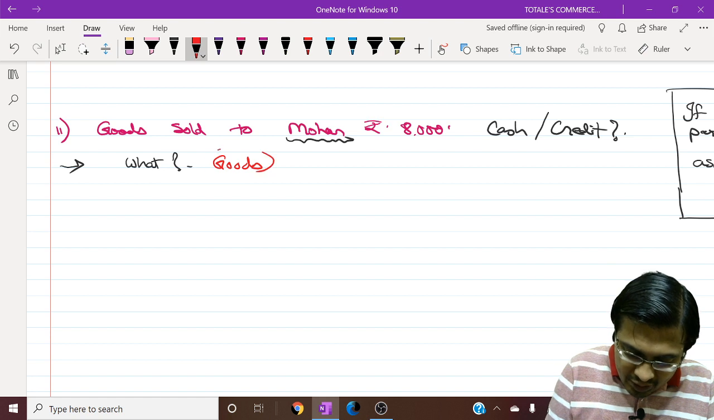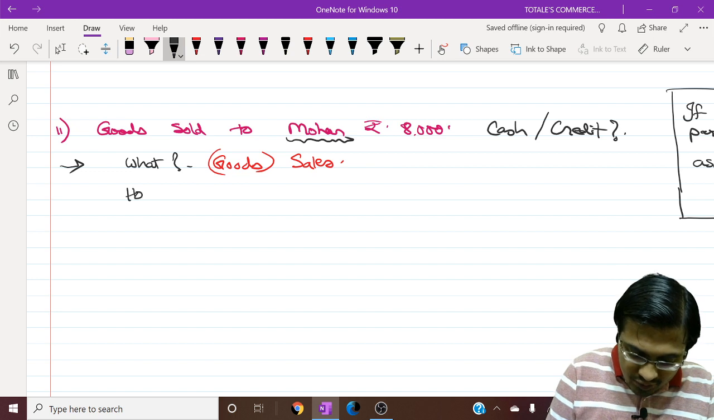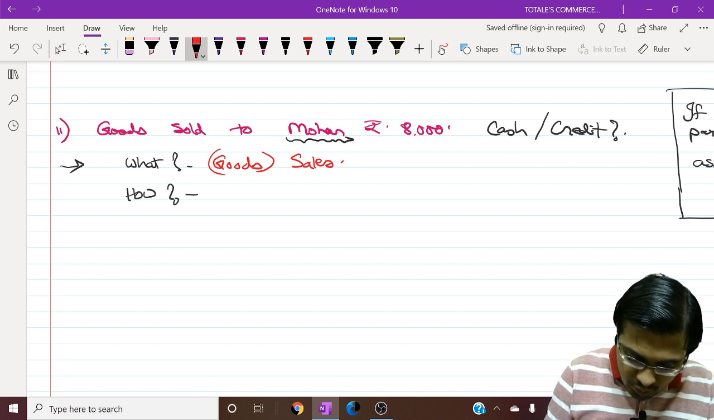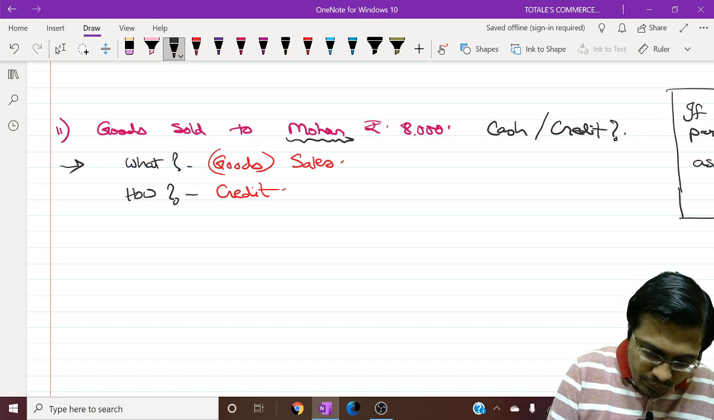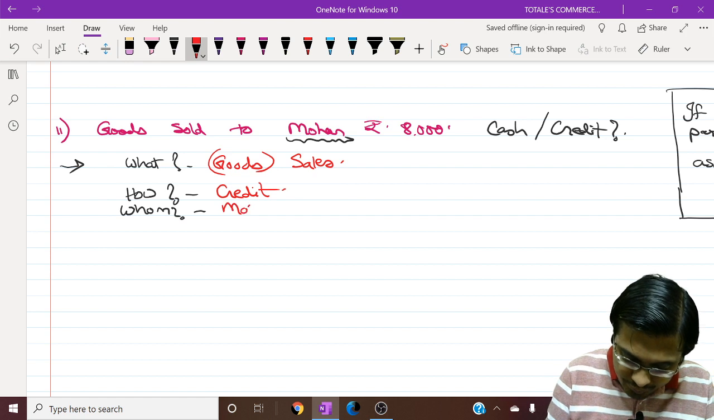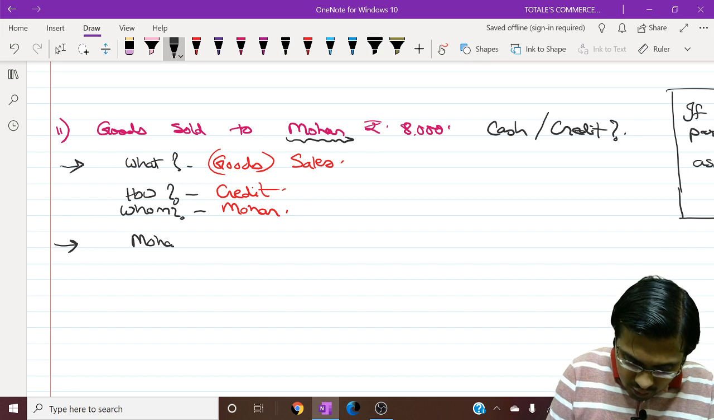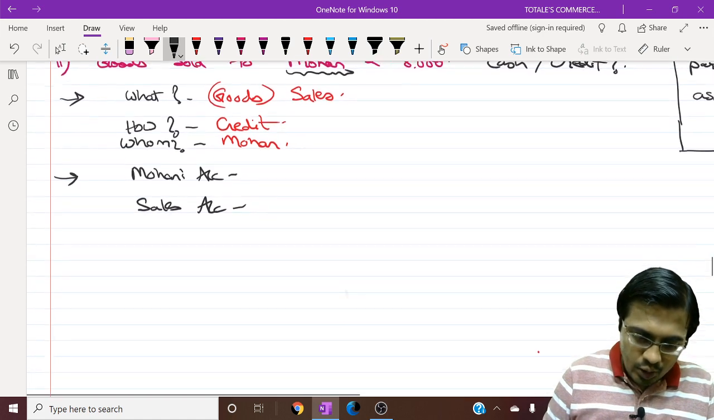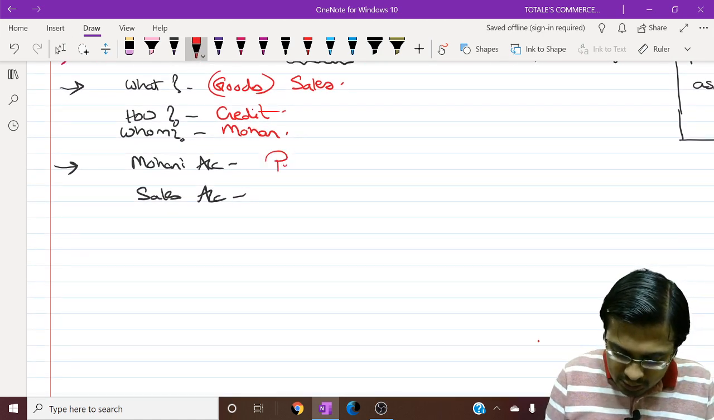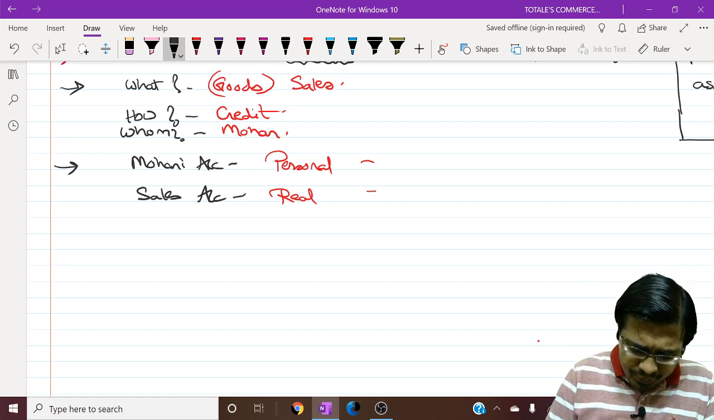What did we sell? Goods. Now again, my friend, we have grown up, so there won't be goods account, it would be sales account. How did we sell it? The answer would be credit because this is based on the assumption. To whom did we sell it? We have the answer: Mohan. So now we have our two accounts, Mohan's account and sales account. Okay, now Mohan is personal in nature, sales is real in nature. Some of you may assume sales to be nominal in nature, the answer would be the same, it doesn't matter.